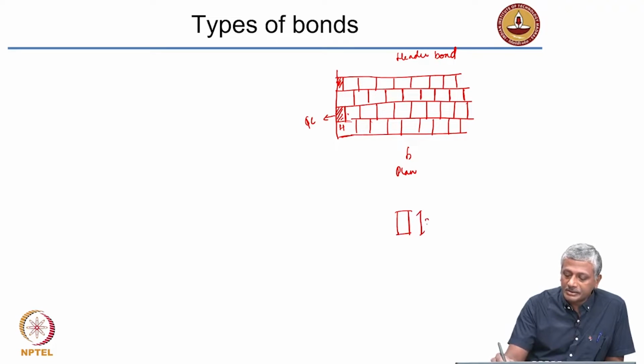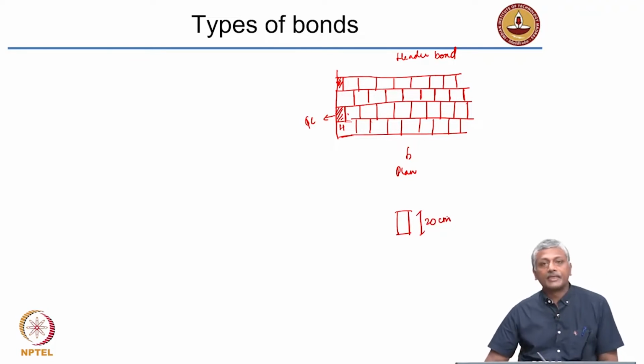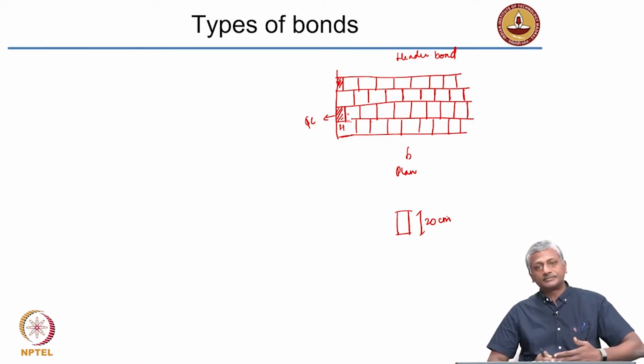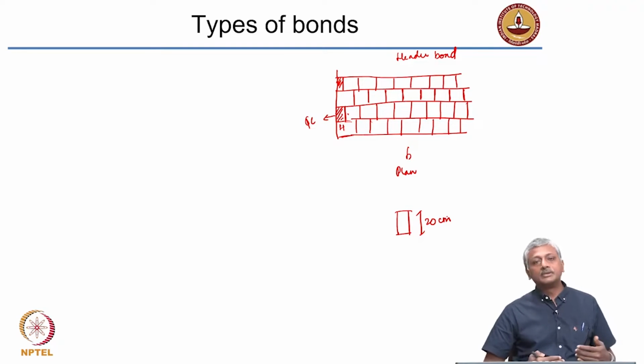So my thickness should be at least 20 centimeters. It is only for one brick walls. You can only have 20 centimeter thick walls with header bond. With stretcher bond, you can only have a 10 centimeter thick wall. Okay, so it is not intended for a large load bearing condition.